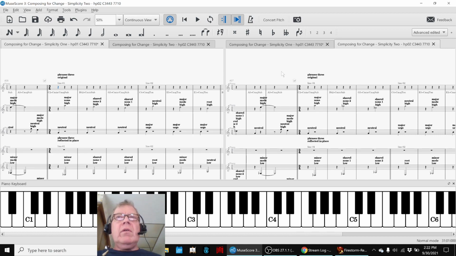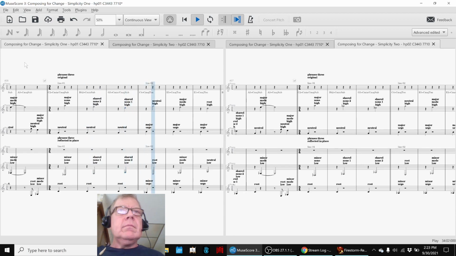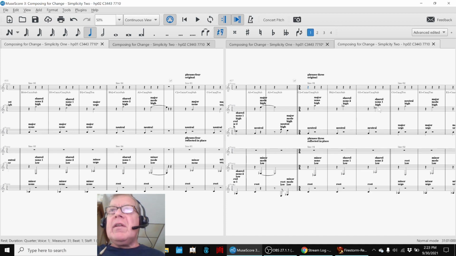So what we're going to do is play just one part of this again to show how different it sounds, making two notes difference. This is phrase 3 in the original, in the first original scale. Very traditional. Now, the only things that have changed are where it says shared none 2 and shared none 1. Here we go.